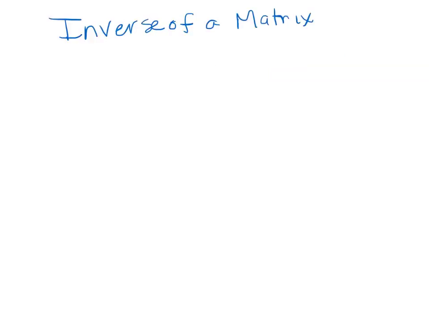Okay, today we're going to talk about the inverse of a matrix. So let's define what an inverse is. If you have a matrix A, then its inverse can be notated A inverse, just like we had f inverse for functions. This is an inverse matrix A.